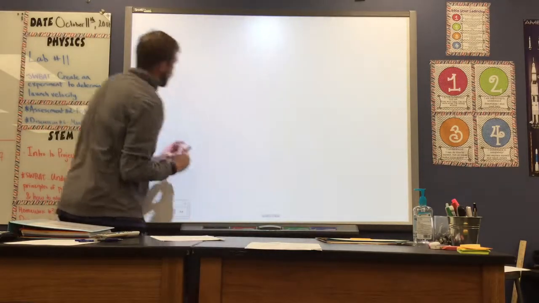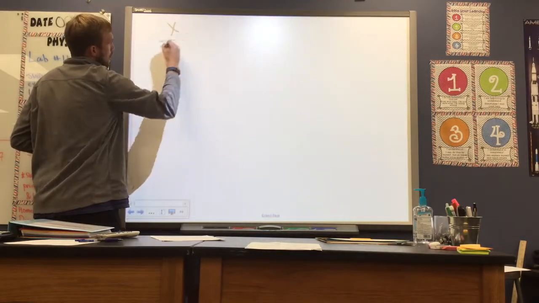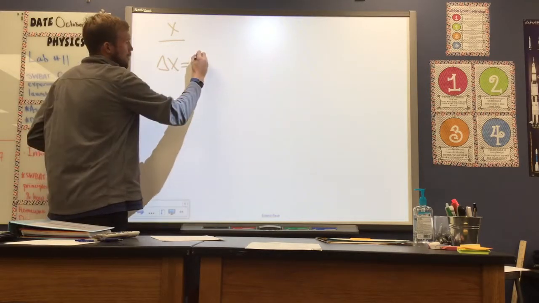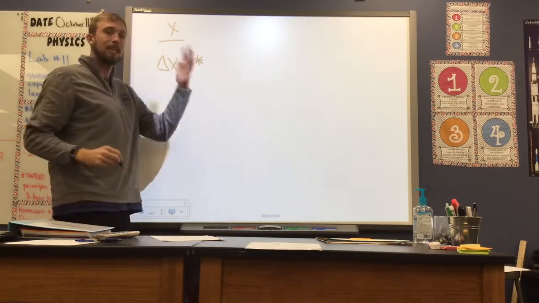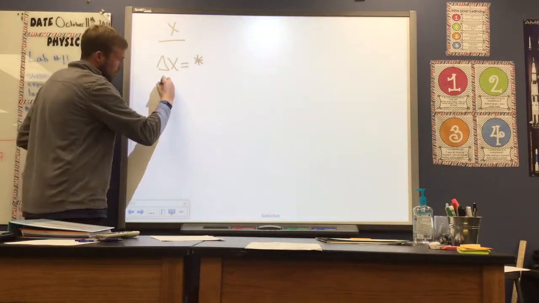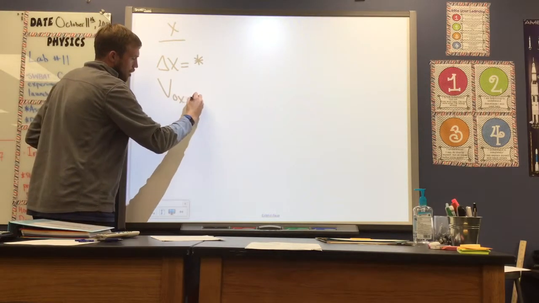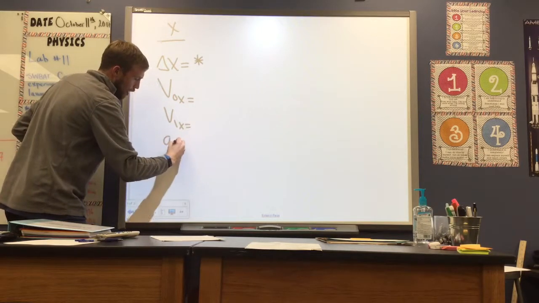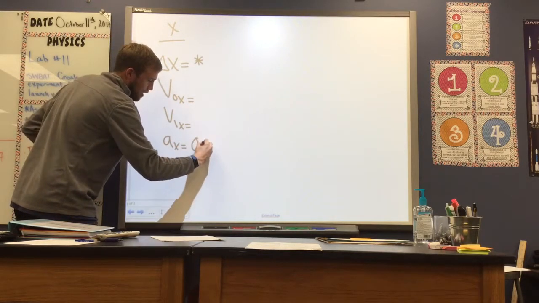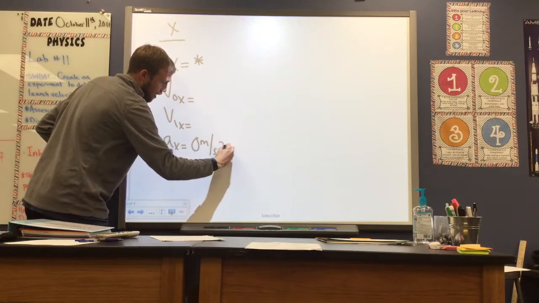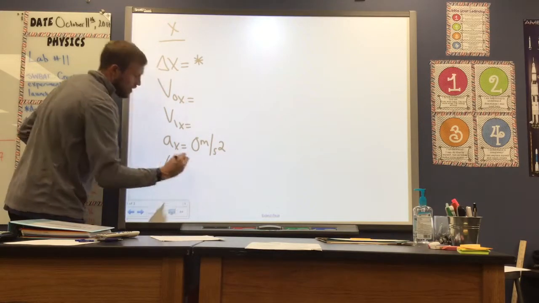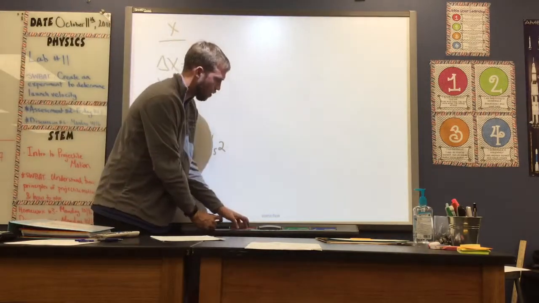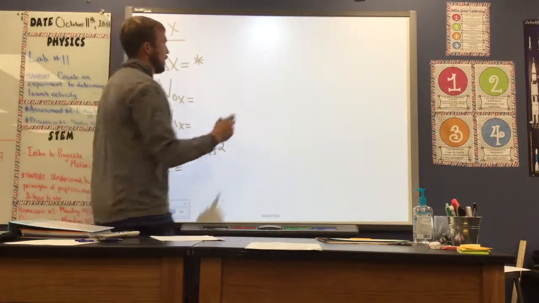So, in the x direction, I don't know my delta x. I'm not sure how far I'm traveling, but I'm going to put a star here so that I know I'm going to come back and try to solve this. I don't know my initial velocity just yet. I don't know my final velocity, but I always know my acceleration in the x will be 0 meters per second squared, and I also don't know time. So it doesn't look like I know a whole lot of what's going on in the x direction. Let's take a look at the y.